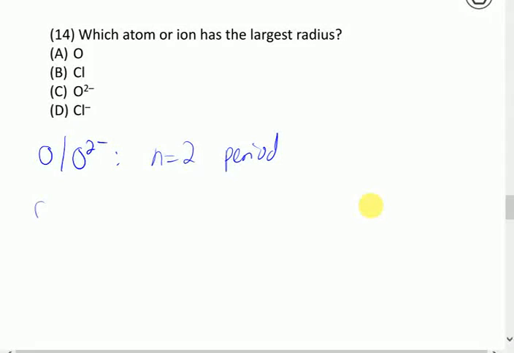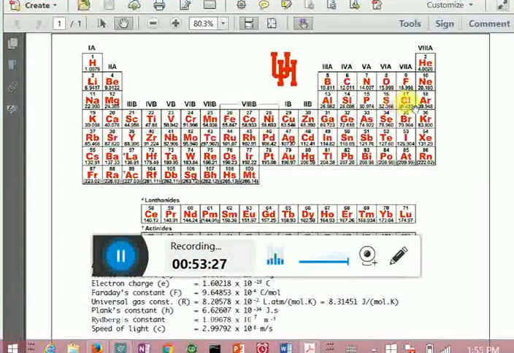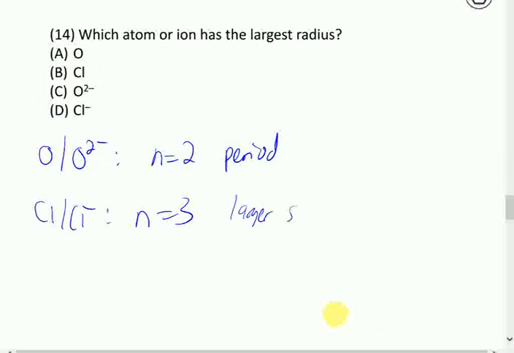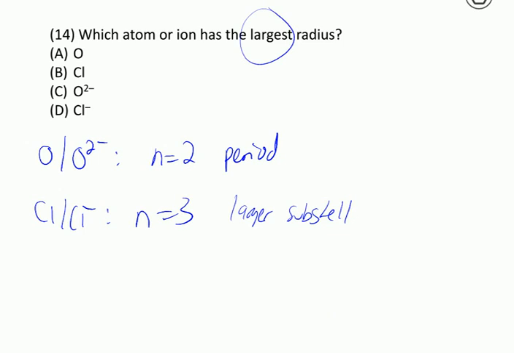And then Cl and Cl- is n equals 3 because chlorine, Cl, is in the 3rd row of the periodic table, right here, number 17. All right, so because of this it has a larger shell. And especially since they're both nonmetals, they're both close to each other in terms of their group number, this one we would expect to be larger. So we're looking for the largest radius, so we're going to pick between Cl versus Cl-. Because they're both in the n equals 3 shell, they have a larger shell number. That means they're going to have electrons farther away from the nucleus.